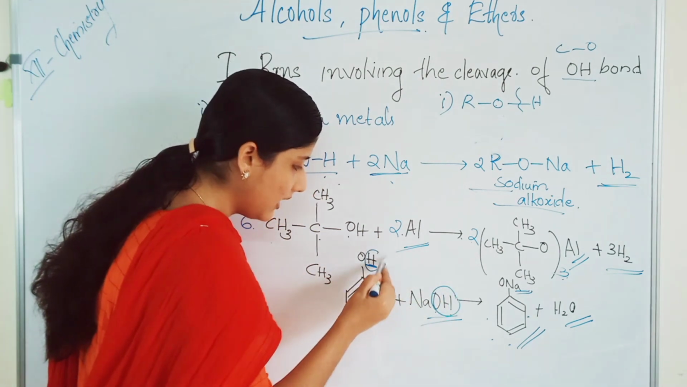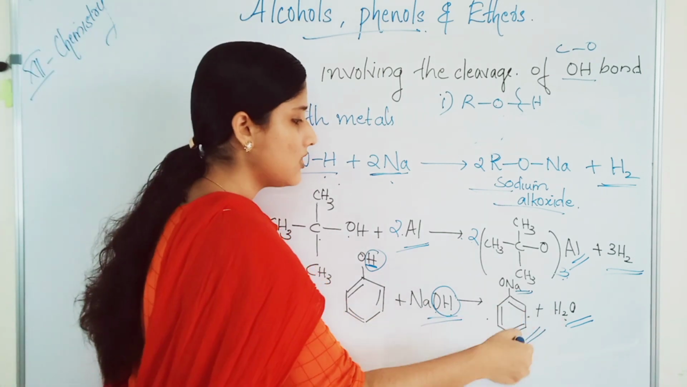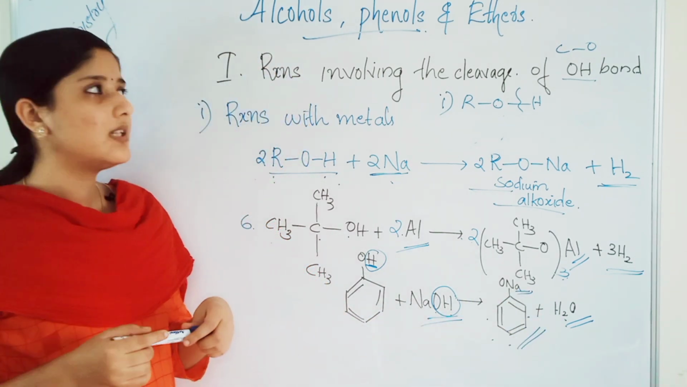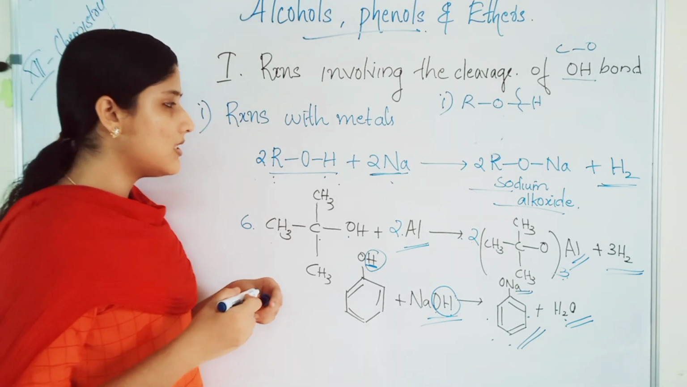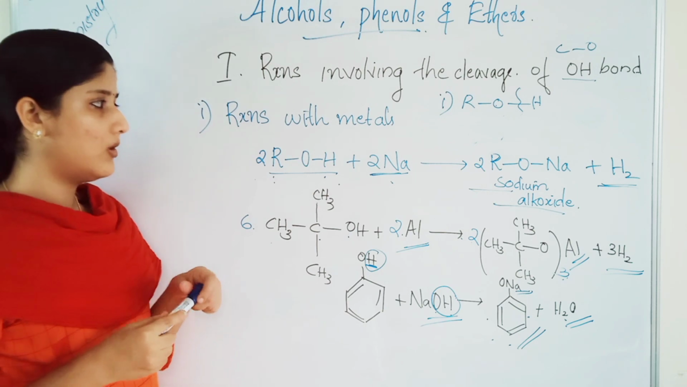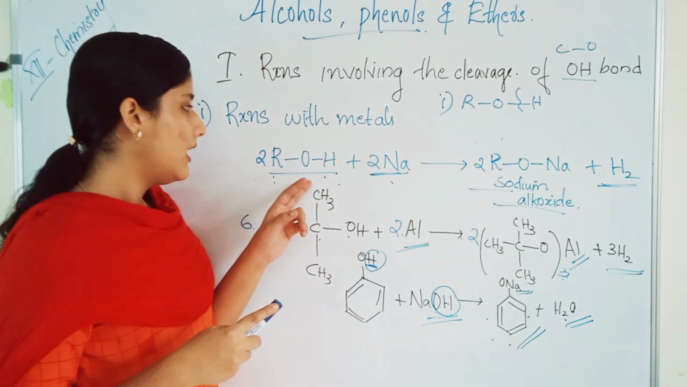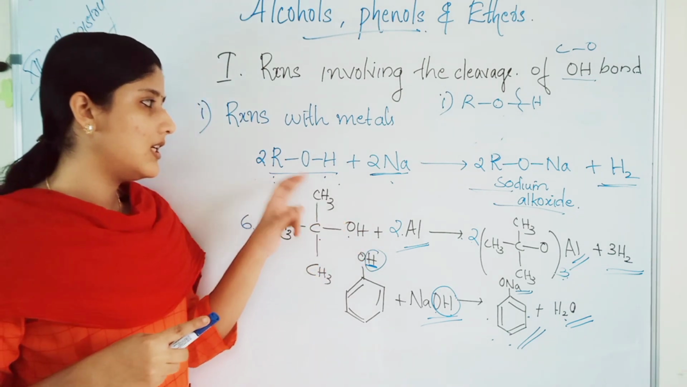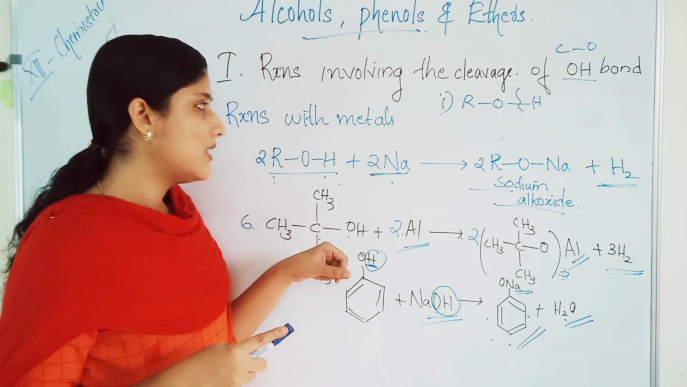OH and H will be removed. Water eliminates and you will get sodium phenoxide. These are the reactions of alcohols with metals. Here you can see the acidity of alcohols by the reaction of metals. That means it can leave or donate hydrogen easily. When acids react with metals, they can donate hydrogen easily.